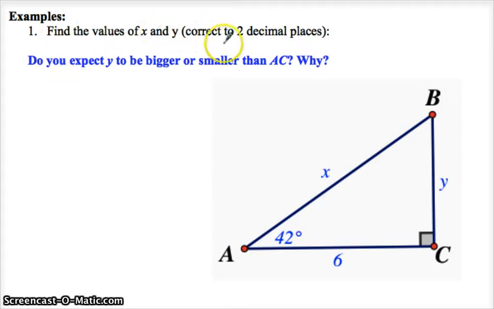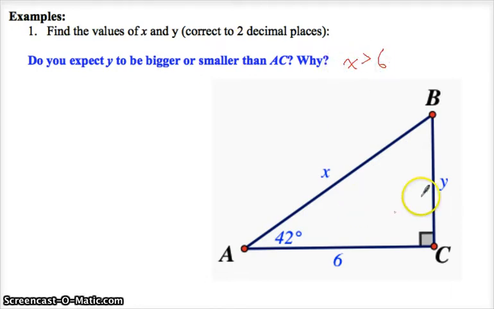Find the values of x and y to two decimal places. Do you expect y to be bigger or smaller than AC? Okay, let's think about that first, actually. If this is 42 degrees, do you expect x to be bigger than 6? Y to be bigger than 6? Well, certainly x has to be bigger than 6 because x is the hypotenuse of this triangle. X has to be the biggest side of this triangle. So certainly x is bigger than 6.